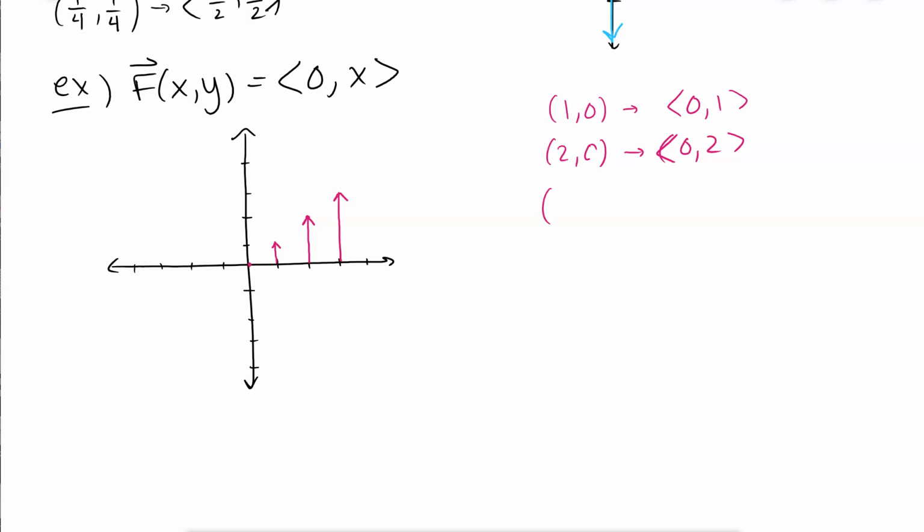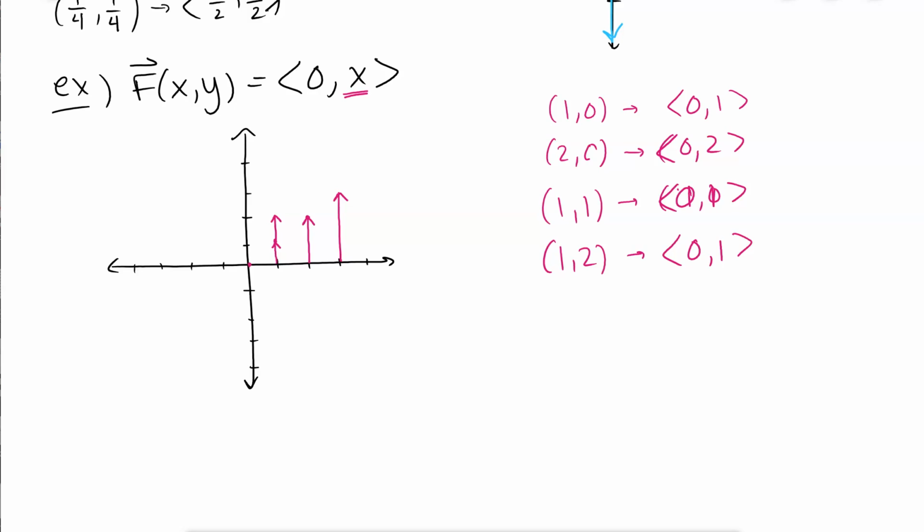What if I had a point like (1, 1)? At (1, 1), I'm going to get, nope, (0, 1). So at (1, 1), I'm going to get (0, 1). Look at this, this is really cool. What about at (1, 2)? Again, I'm going to get (0, 1), because what does this vector field do? It basically puts your x coordinate in the y coordinate and then makes your x coordinate 0.